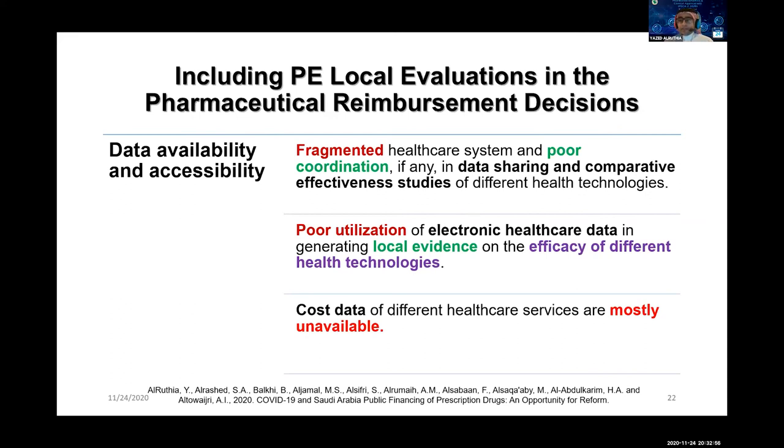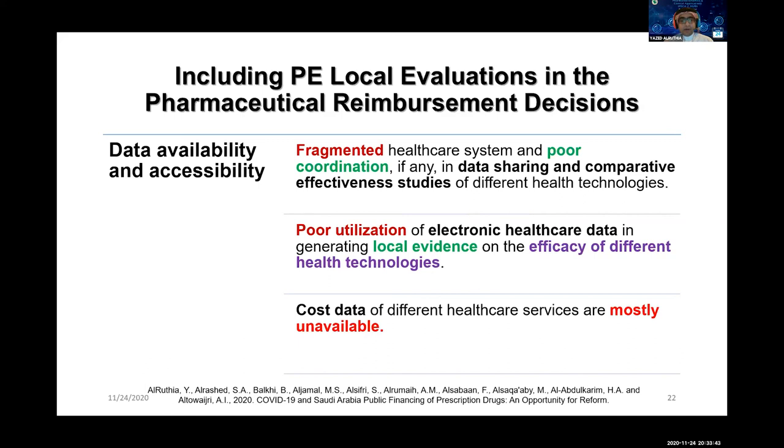Although we have a large public healthcare sector, it's fragmented. There is poor coordination between the different healthcare settings, even within the same organization like National Guard or King Faisal and Riyadh and Jeddah. Data sharing about cost and comparative effectiveness studies are rarely done. Poor utilization of electronic healthcare data, although the government has spent lavishly and generously on setting up different electronic healthcare record databases. However, it is largely unused in generating local evidence to assess the efficacy of different health interventions and technologies. Cost data is largely unavailable, and many healthcare organizations shun away from sharing it or publishing it to the public.